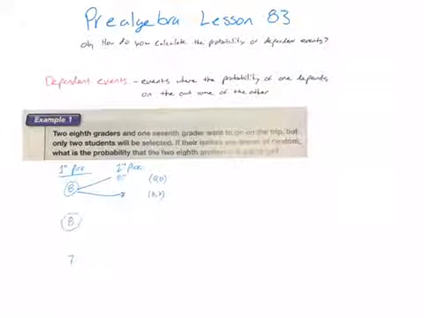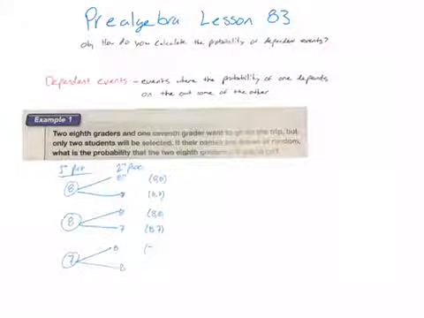If this 8th grader got picked first, it could go to the other 8th grader, or it could go to the 7th grader. So this would be 8th, 8th, this would be 8th, 7th, and if they picked the 7th grader first, then it would either go to the 8th grader, or the other 8th grader. So it'd be 7th grader and 8th grader, 7th grader and 8th grader.